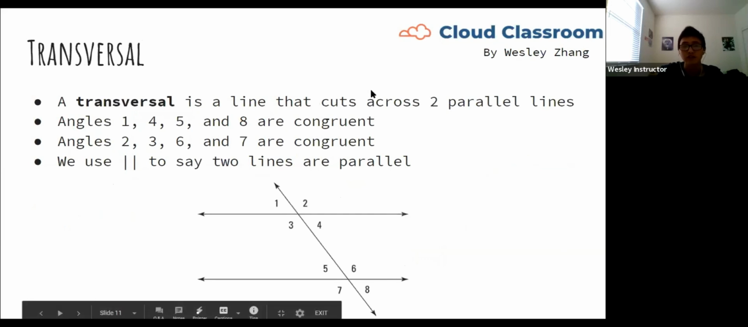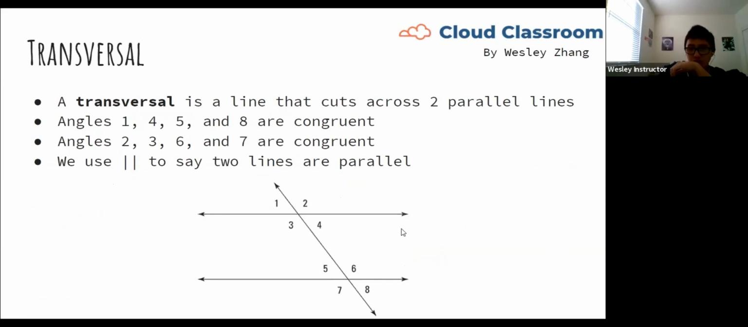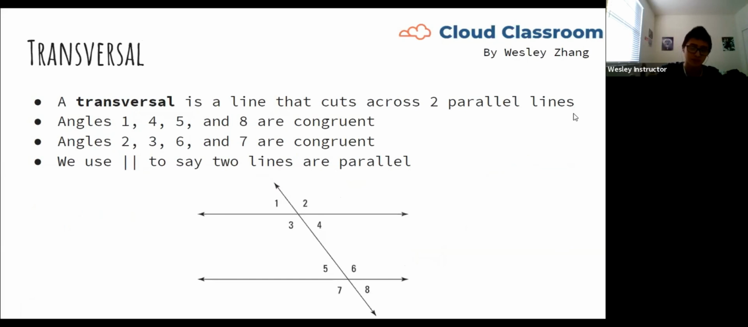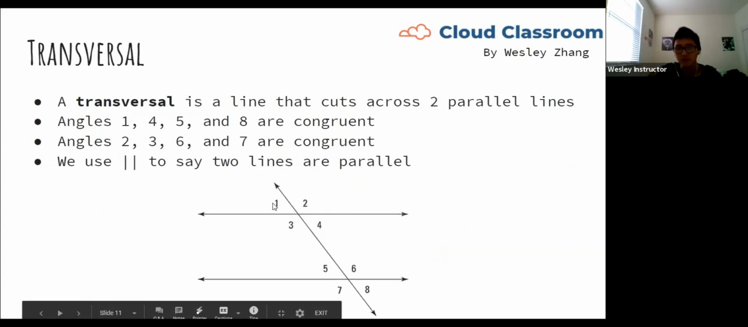Okay. A transversal is a line that cuts across 2 parallel lines. So we have 2 parallel lines right here, and we have a transversal here. It cuts across. So here there are some patterns or properties of this transversal that we should know. So angles 1, 4, 5, and 8 are all congruent in this diagram.